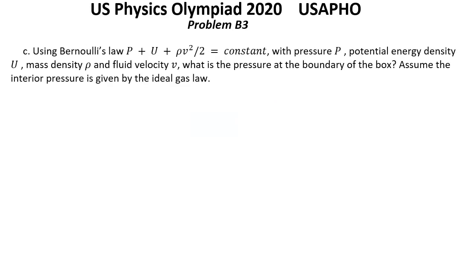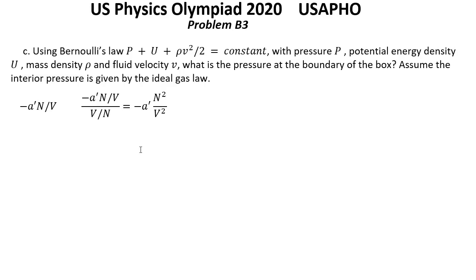Solution for question C. The potential energy difference for one atom was negative A prime multiplied by N over V. It means that the potential energy density difference is this one, which is negative A prime multiplied by N square over V square. Since there is no velocity difference, this is also the pressure difference.